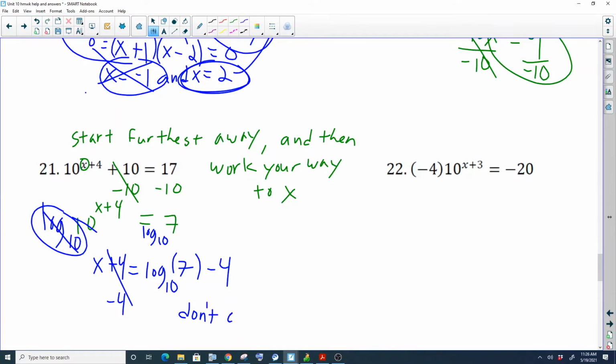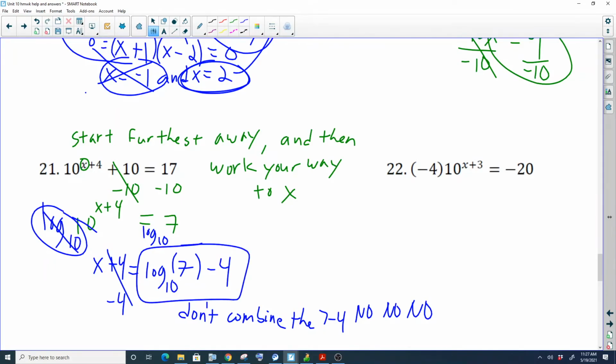I put a distractor in there, so don't combine the 7 minus 4. No, that's wrong. Because log base 10 of 7 is just a decimal. You can't combine those. So it's just like that. It's just your answer.